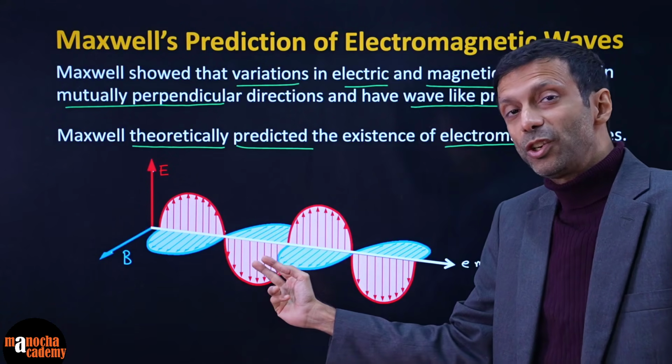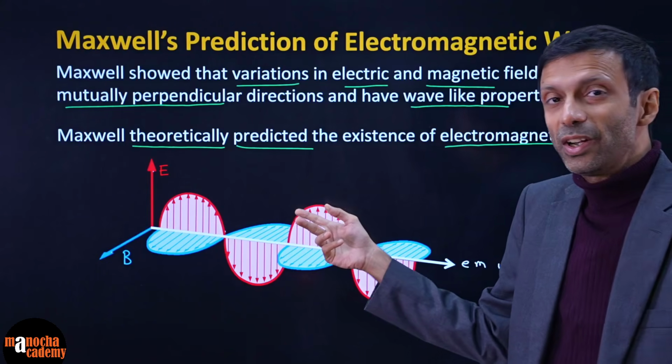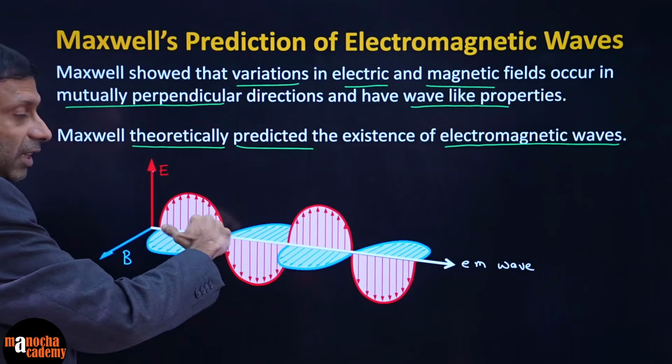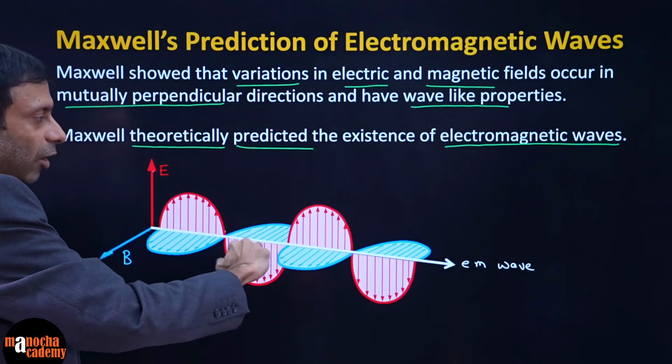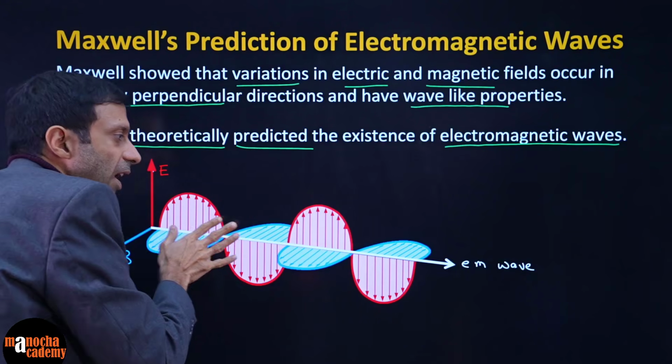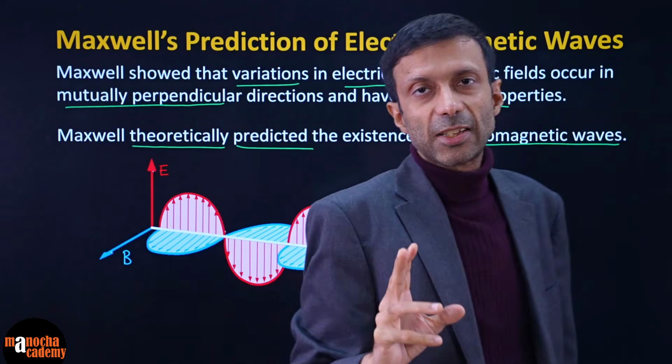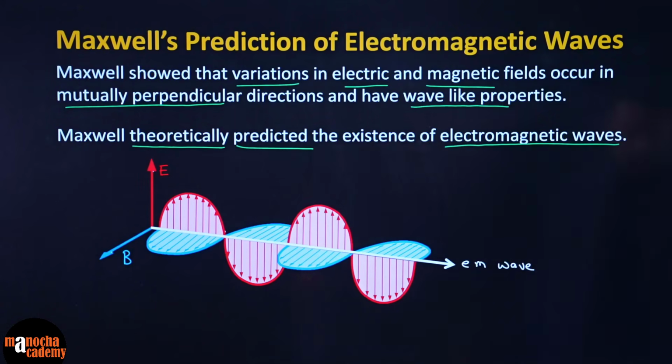Then the magnetic field induces an electric field, then the electric field induces a magnetic field, and so on. This process will continue. So these keep getting induced, and you can see they are always perpendicular to each other, and the wave is perpendicular to both of them. This was Maxwell's prediction, which we'll talk about.